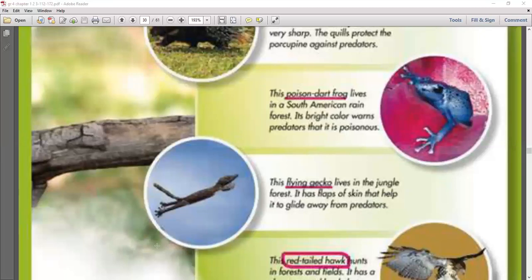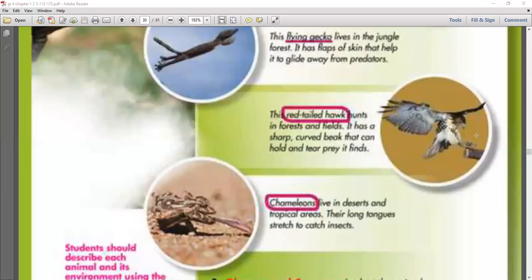Yes, teacher. Tell us about the next animal. The next animal is a bird, the red-tailed hawk. It lives in the forest and field. It has sharp claws that can hold and tear the prey it finds. Okay, excellent.